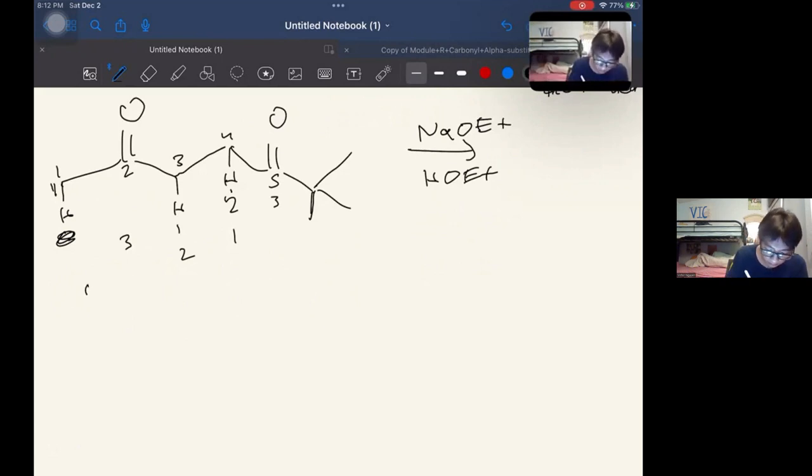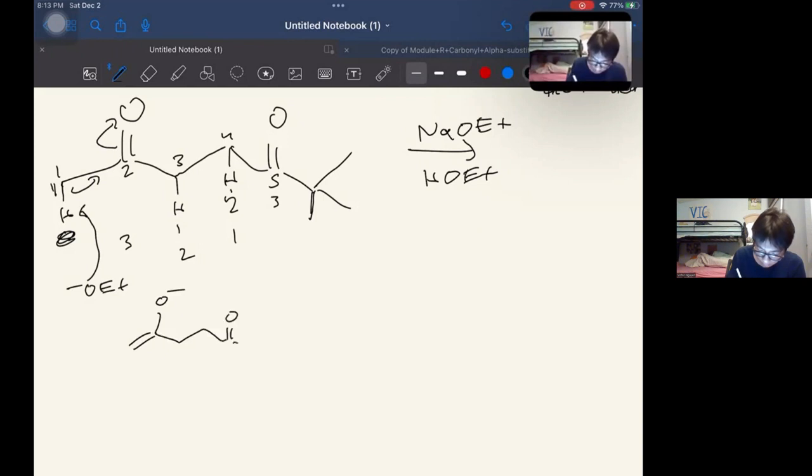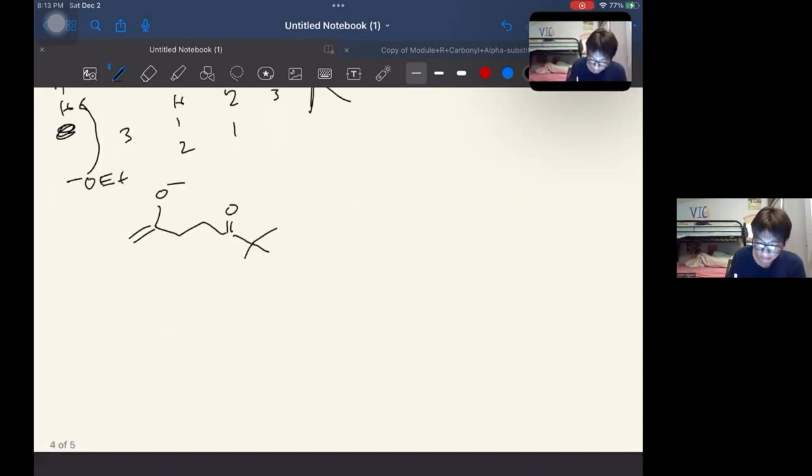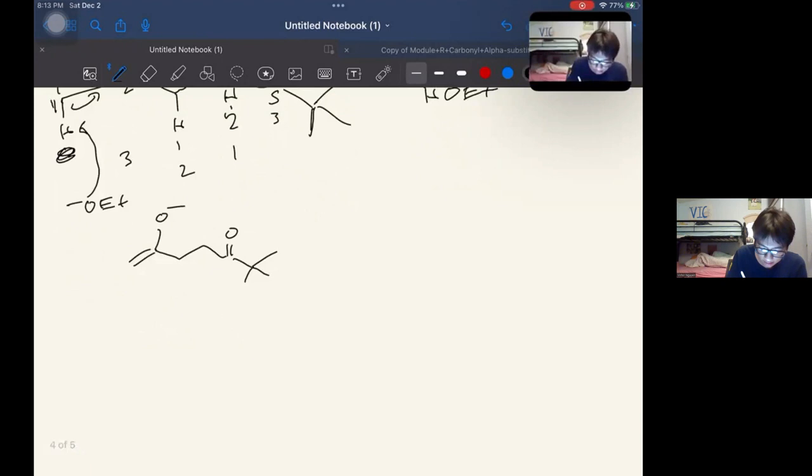And when it's pulled off by an OEt minus to form the enolate, it collapses to make a double bond. The double bond goes onto oxygen. It looks like this. And then it reacts the same way as before. The electrons on the oxygen would collapse down, causing the double bond to go out and react with the carbonyl carbon, causing the double bond on that to go onto the oxygen.